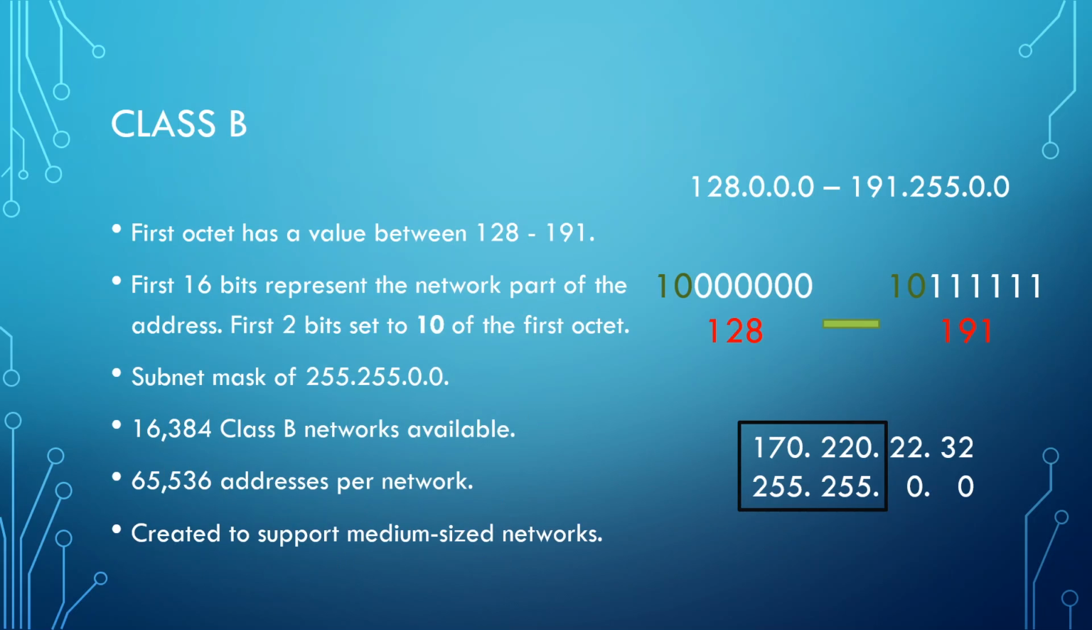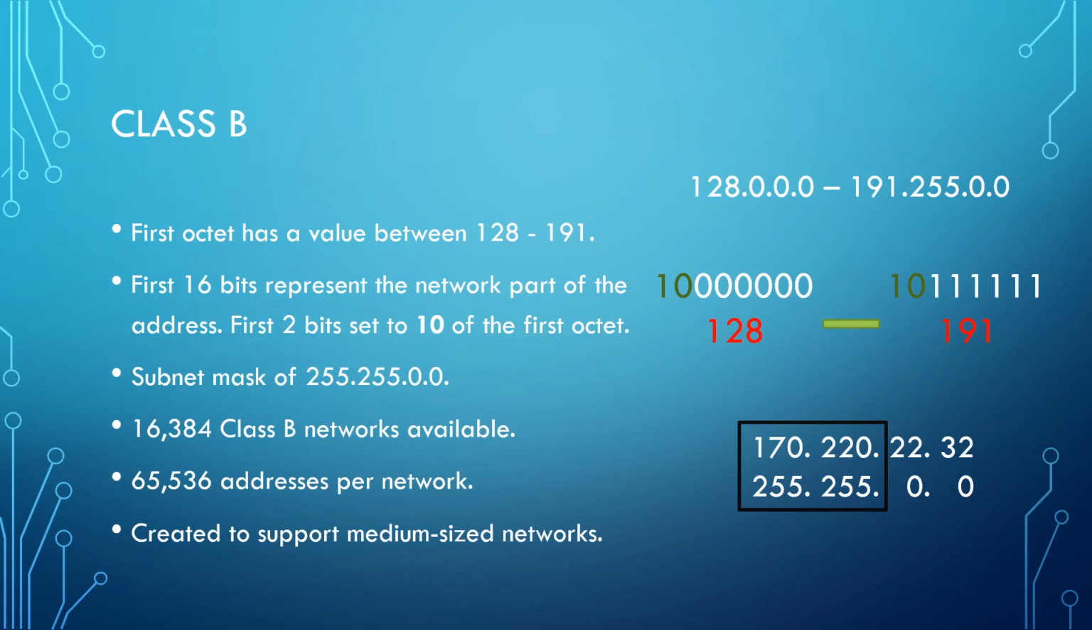Now let's move on to Class B. The first octet in a Class B IP address has a value between 128 through 191. The first 16 bits represent the network part of the IP address, because a Class B IP address uses a subnet mask of 255.255.0.0. Class B IP addresses were designed to support medium-sized networks. As you can see, Class A was a few large networks, and Class B is a good amount of medium-sized networks. There are 65,536 addresses per network, and there are 16,384 Class B networks available.